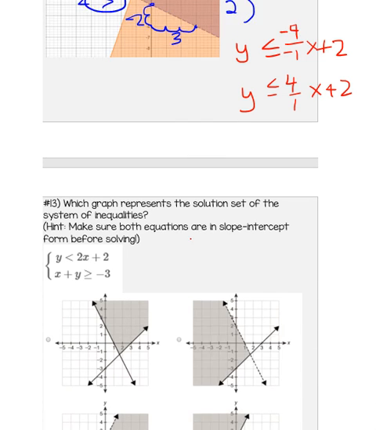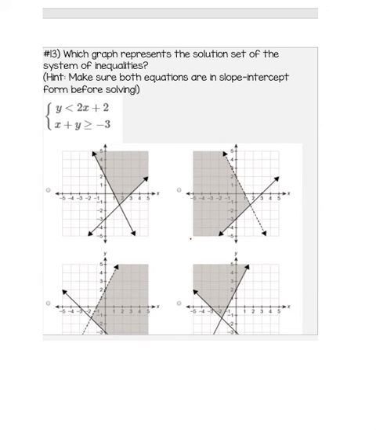All right, my next question says which graph represents the solution set of the system of inequalities. Okay, so I have two inequalities given. This first one is already in y equals mx plus b. It's solved for y. But this second equation isn't. So I'm going to solve it first. I'm going to subtract x from both sides so that I'm putting it in slope-intercept. So I'm going to end up with y is greater than or equal to -x minus 3.